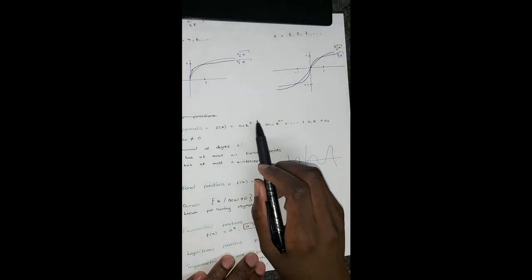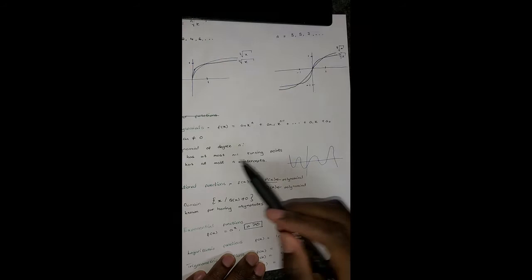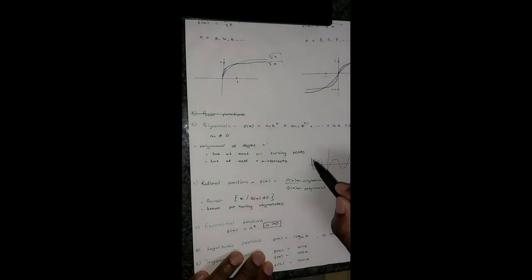But for it to be a polynomial, your a_n, which is the coefficient of x to the power of n, is not equal to 0. It can be any other number apart from 0. And then you should know that a polynomial of degree n has at most n minus 1 turning points. Turning points are these points, for example, this one, that one, and that one. So those are called turning points.